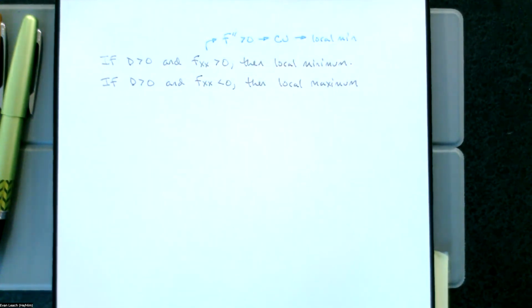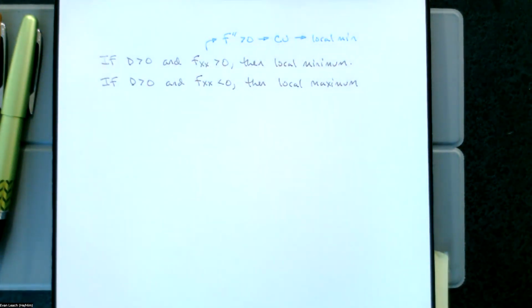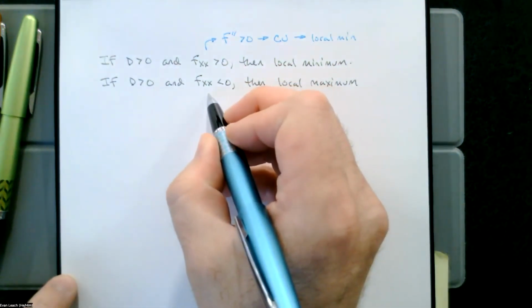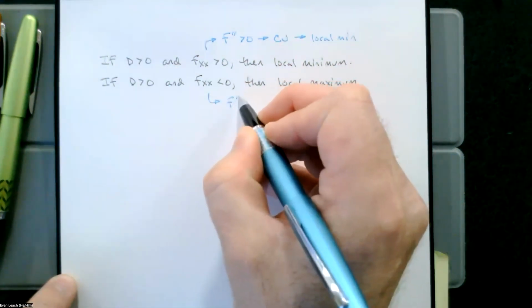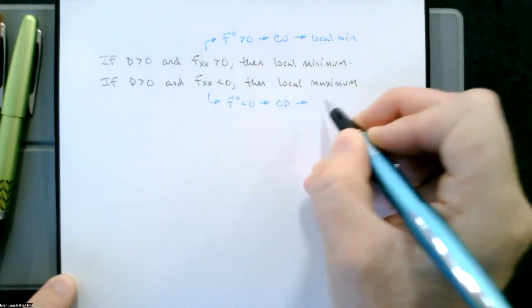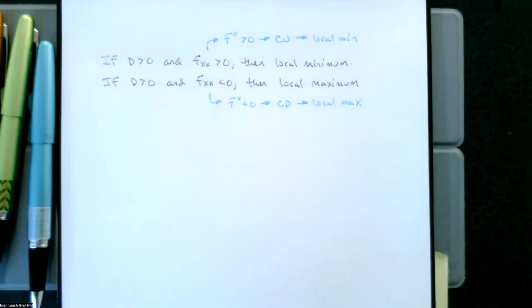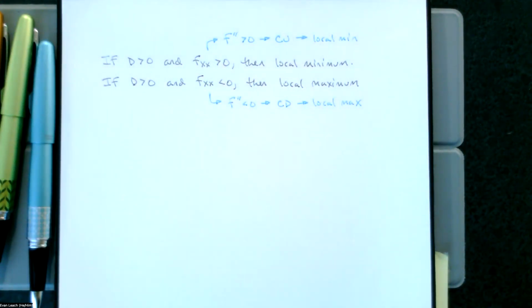So if D is positive, we look at the second derivative, fxx, and we make a conclusion similar to our concavity conclusion from before. This fxx is similar to when we said the second derivative is negative, which means our function is concave down, which means we have a local maximum. That ties it to the same conclusion structure that we had before. Second derivative positive, concave up, local minimum. Second derivative negative, concave down, local maximum. For critical points.